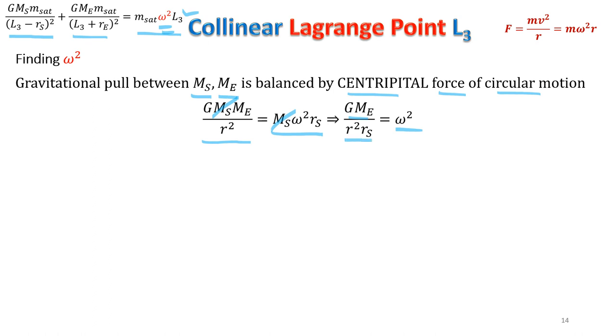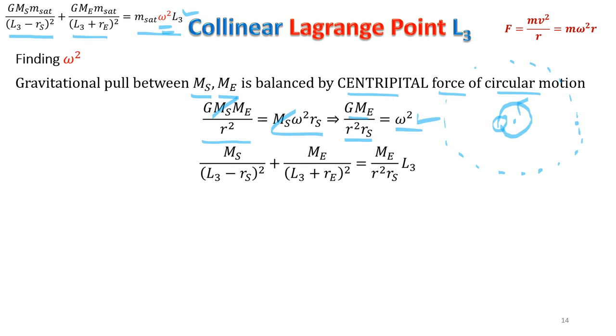So here what we have considered about center of mass, Sun is also orbiting around in this way, and Earth is orbiting around the center of mass in this fashion. So here I am accounting for the angular velocity omega. Now we can substitute this value of omega square in this last equation, and certain common things we can eliminate, that is G, G and G here. Then we can eliminate mass of satellite, mass of satellite and mass of satellite. So our simplified version is MS upon distance square plus ME upon another distance square, that is equal to ME L3 upon R square into RS.